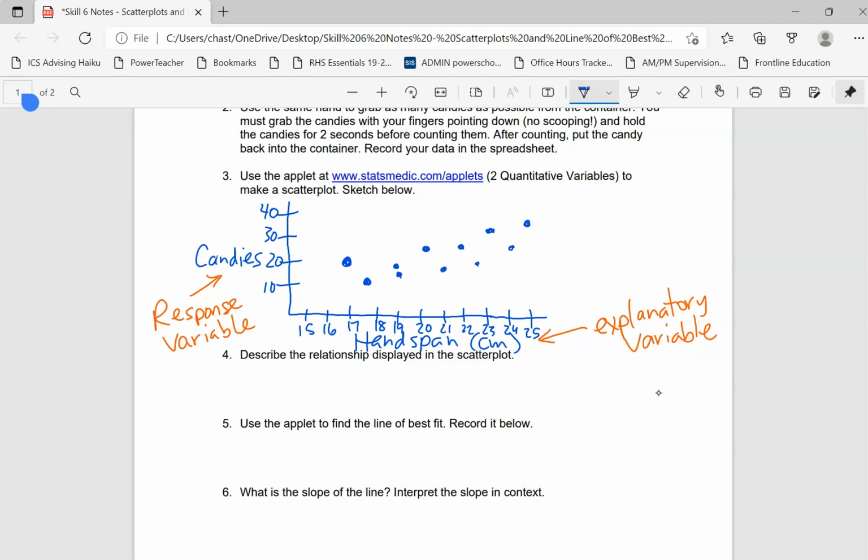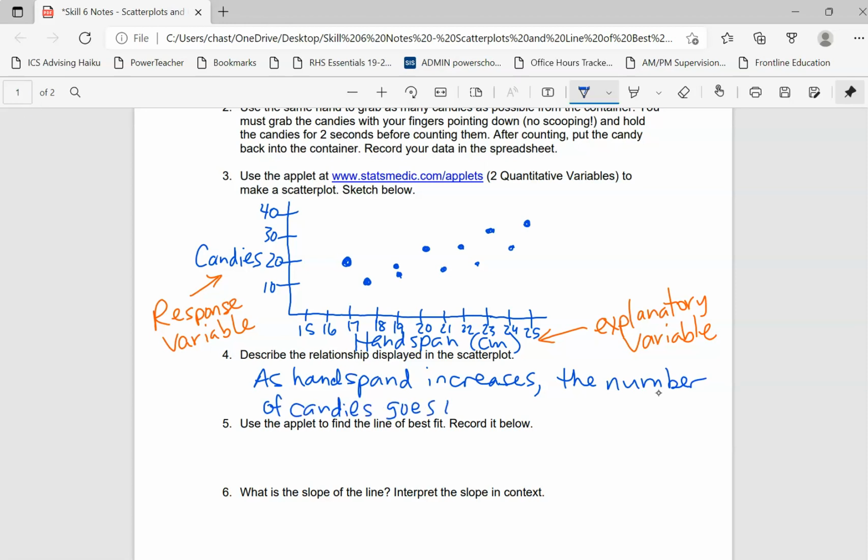All right, so now we have our scatter plot made. And so let's describe the relationship displayed in the scatter plot. So when we look here, hopefully you're noticing that as your hand span increases, the question is, what's happening to the number of candies? Well, the number of candies that you can grab is going to go up.